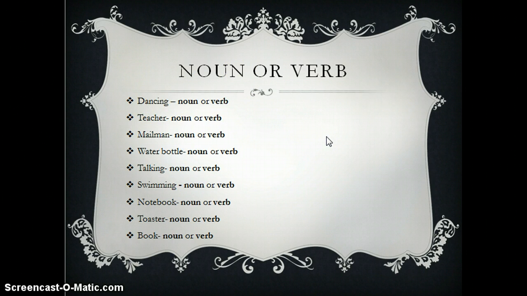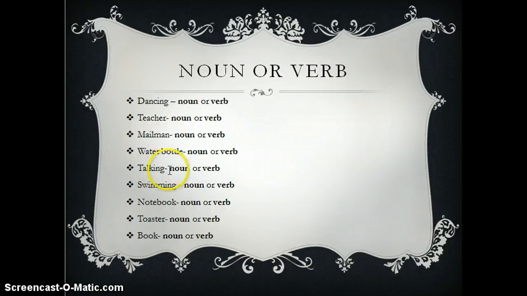After I read each one of these words, a student will be called on to answer if they are a noun or a verb. Dancing. I would call on a student and they would say that it is a verb. Teacher. I would call on a student and they would say it is a noun. Mailman. They would say it's a noun. Water bottle. They would say it is a noun.